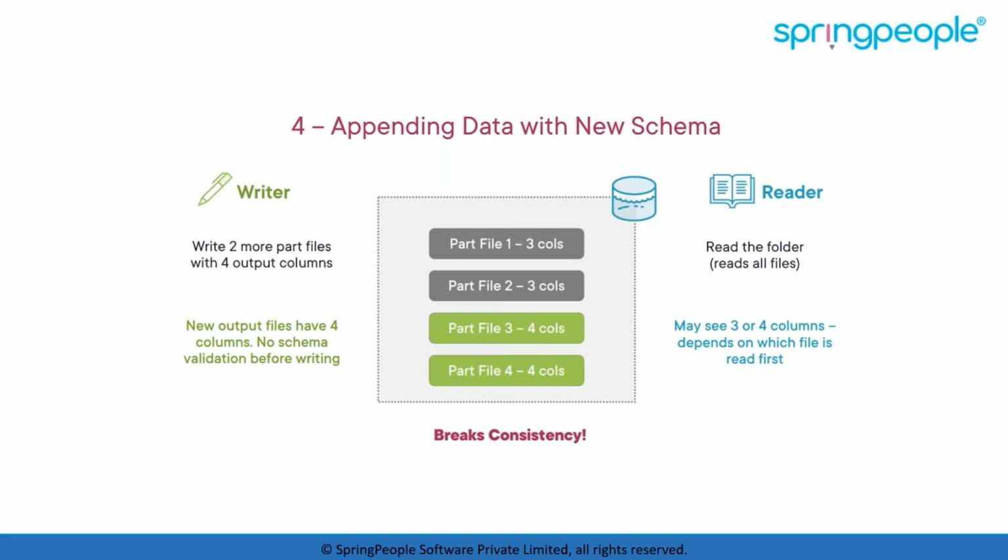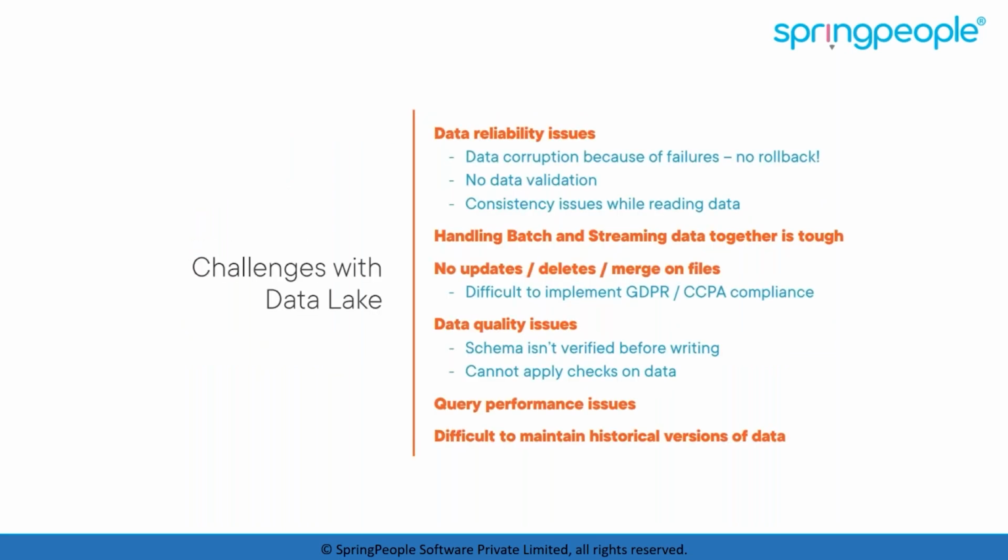So as a result, the data available in the data lake has a few parts with 3 columns, and a few parts with 4 columns. So it leads to inconsistency issues. These are all the challenges we face whenever we are using a data lake. You can see the data reliability issues. Whenever data corruption happens because of a failure, there is no rollback of the failed data. It leads to data inconsistencies.